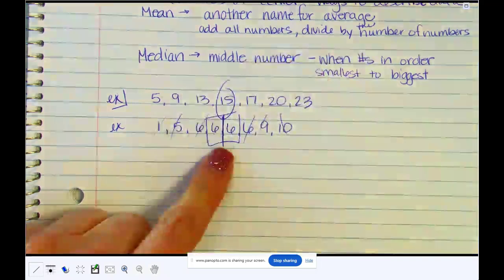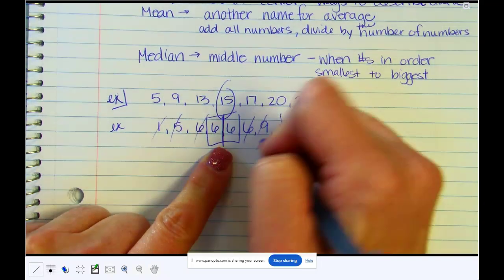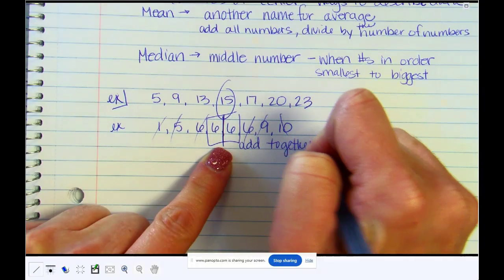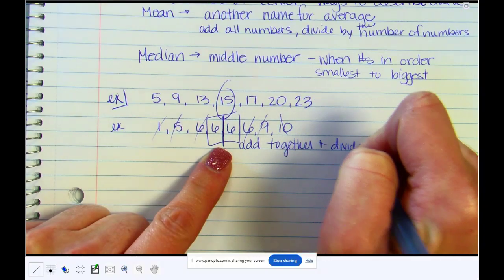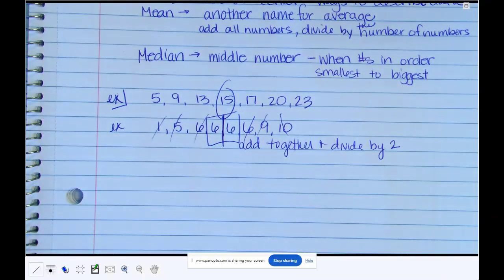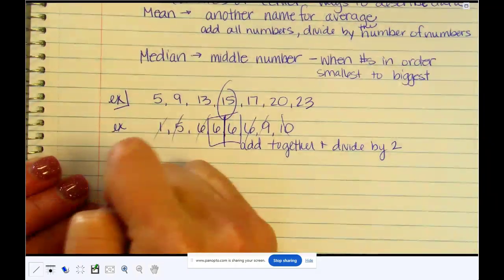Okay, so if you're not sure, the way that you can tell is if you end up with an even number here, you add them together and divide by 2. So 6, right? Because 6 plus 6 is 12. Divided by 2 is 6. It's only ever 2. Okay, so then let's try this one.